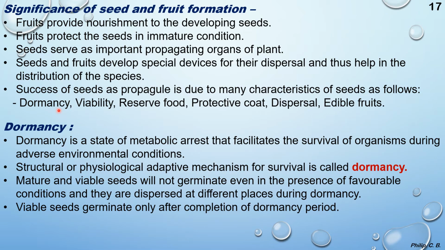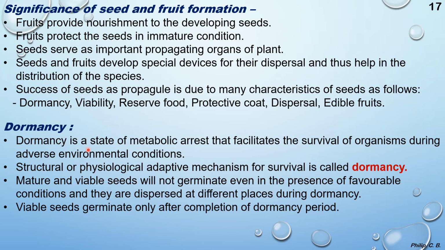Dormancy, right? We have learned these terms last year. Dormancy, that condition where the seeds remain dormant. Viability, how they can mature even after a certain period of time. Reserve food which is stored in it. Protective coat, that is the testa, tegmen. Dispersal, how they are dispersed by various ways, maybe wind, water, animals, etc. Then edible fruits which are consumed. Right. Now, just to explain here, what is dormancy actually?